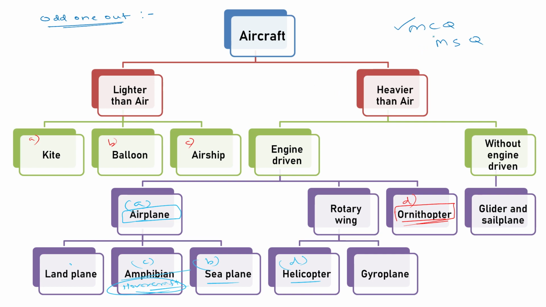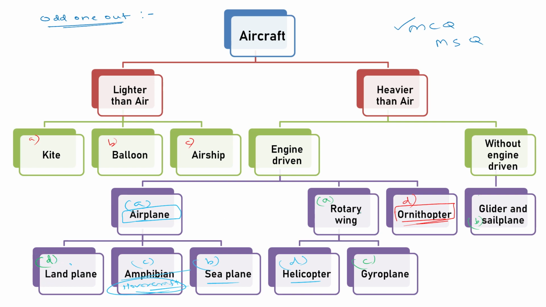The second is the MSQ type, that is multiple selection. They will give you options, maybe the next one I will give: which among these falls under engine driven aircraft? Among this engine driven, there's rotary wing. They can give you separately sailplane. Option C, gyroplane. Another one is an airplane.